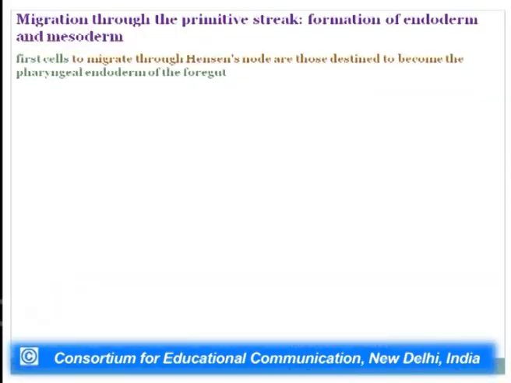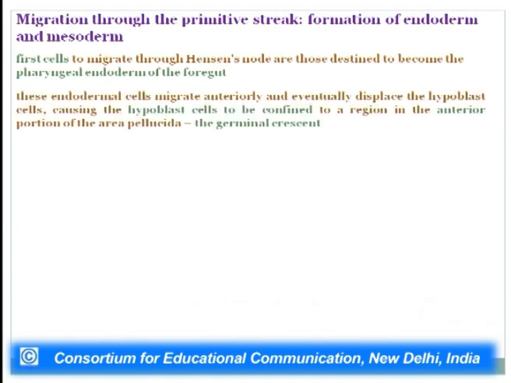So, the migration through the primitive streak: we will start with the formation of the endoderm and the mesoderm. The first cells to migrate through Hensen's node are those destined to become the pharyngeal endoderm of the foregut. Hensen's node is also equivalent to what is termed the dorsal lip of the blastopore. So, as in amphibian gastrulation, where through the dorsal lip of the blastopore the first cells to move inside were the pharyngeal endoderm of the foregut, the same thing happens in the chick: the first cells to migrate through Hensen's node are the pharyngeal endoderm of the foregut.